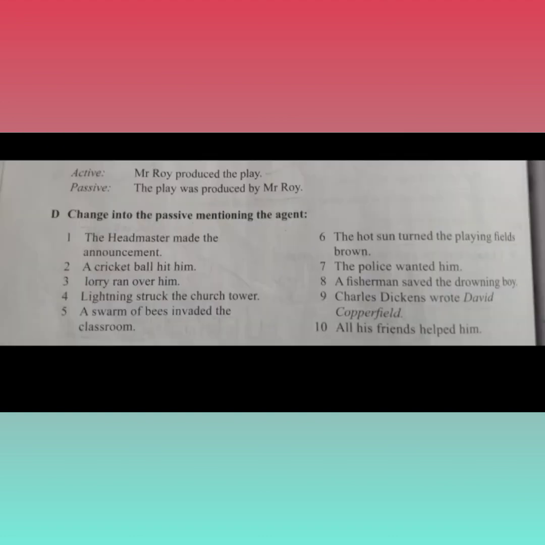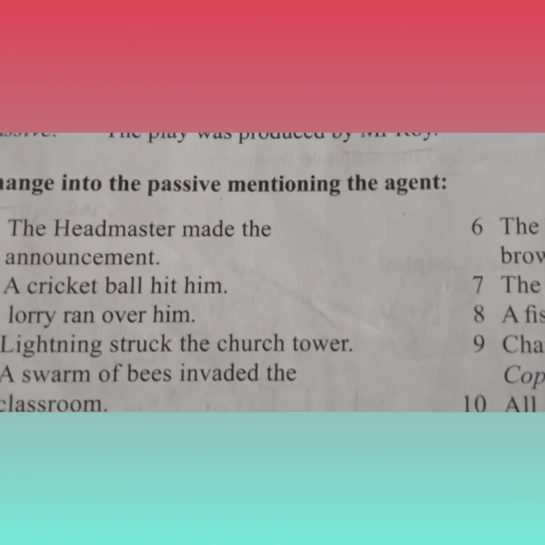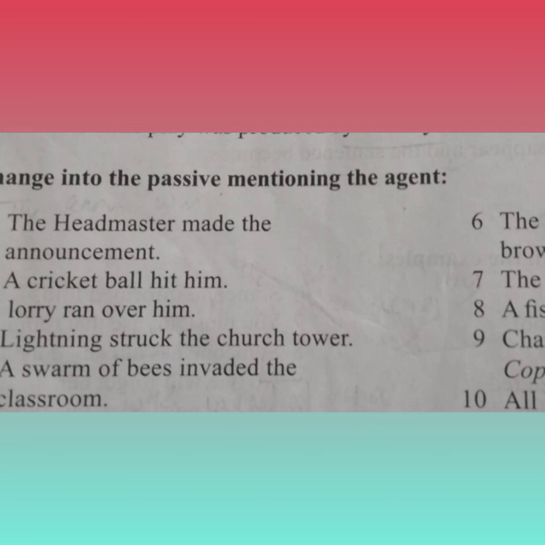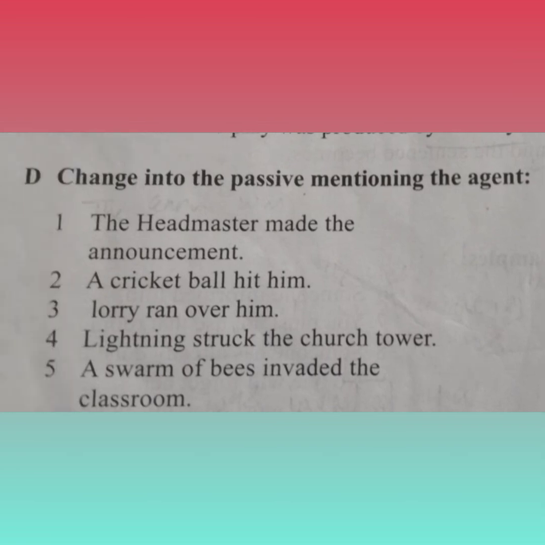But sometimes we need an agent to complete the meaning. So that means an agent should be mentioned there. For example, here one example is given: "Mr. Roy produced the play." So what will be the passive form? "The play was produced by Mr. Roy." So here the agent is necessary. The agent is needed here to complete the meaning.